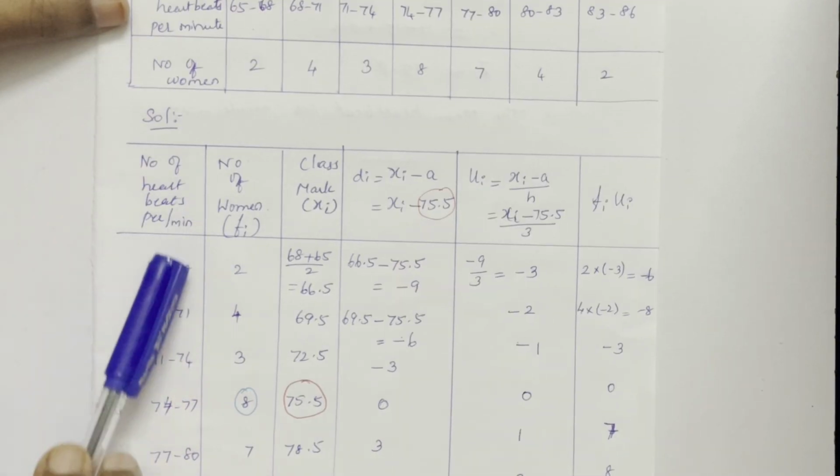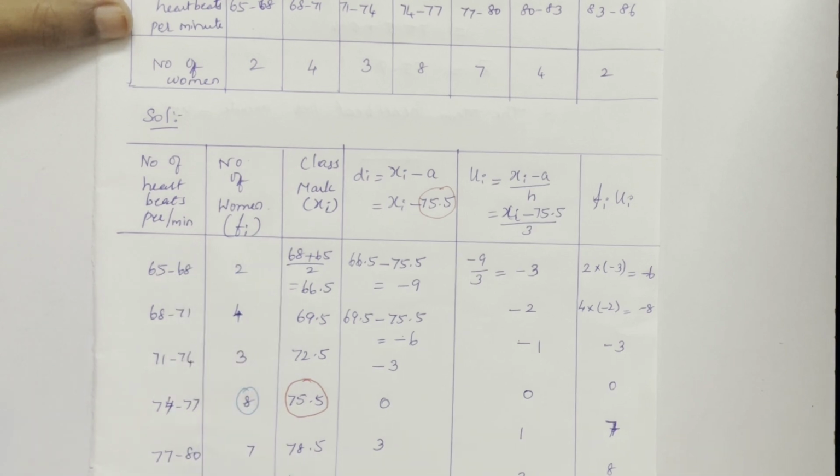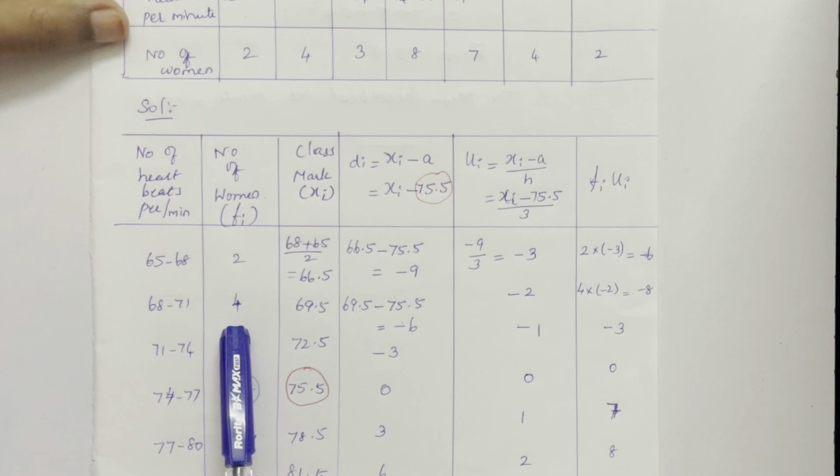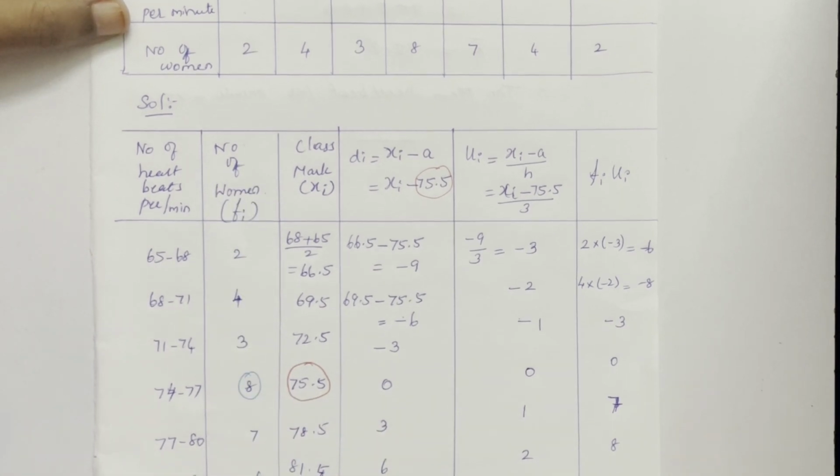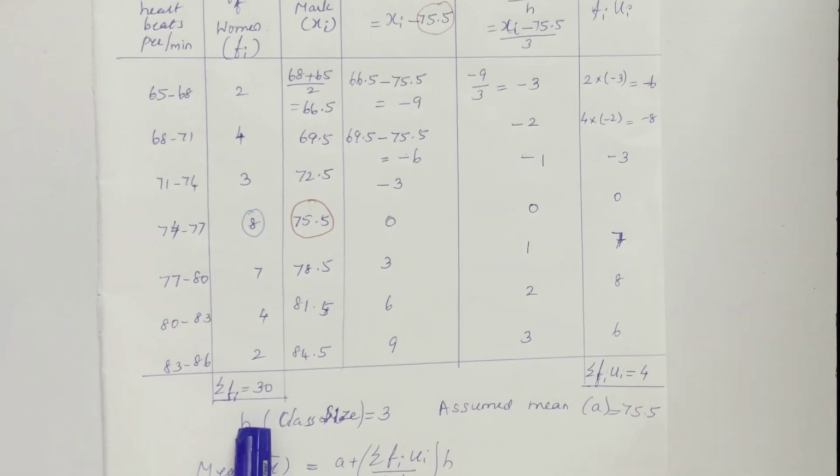Number of heartbeats per minute is given in intervals. Number of women, that is Fi. These two are given in the question. Whatever be the method, we have to find the sum of frequency, that is sigma Fi, which we found here.